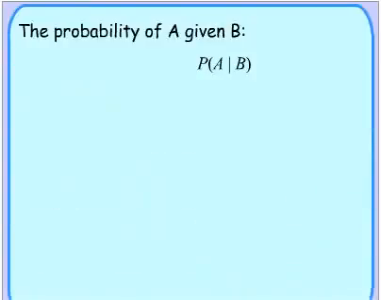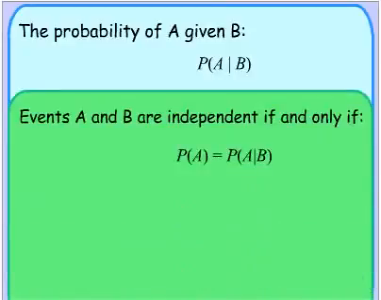As you probably remember, this is how to write the probability of A given B. We know that the independence of two events is defined in terms of conditional probability. That is, events A and B are independent if and only if the probability of A is the same as the probability of A given B.